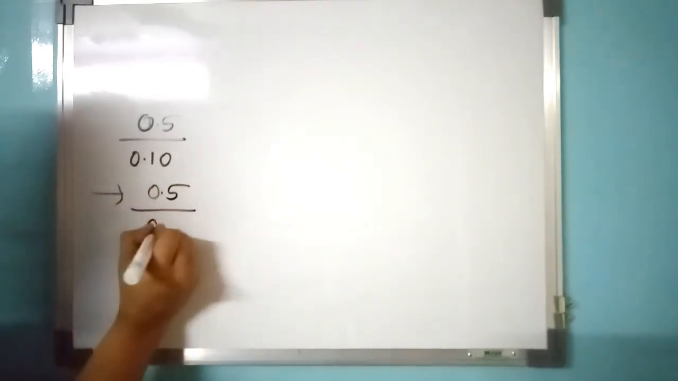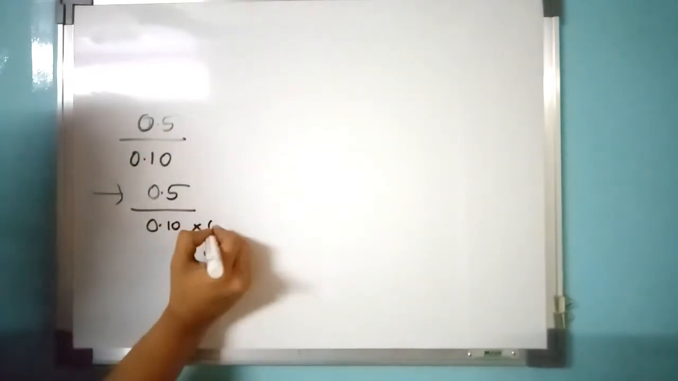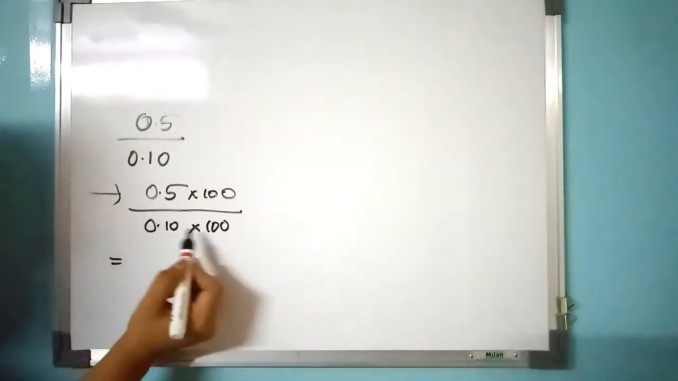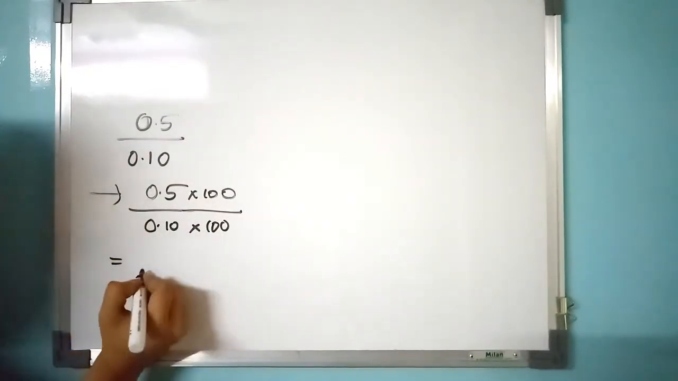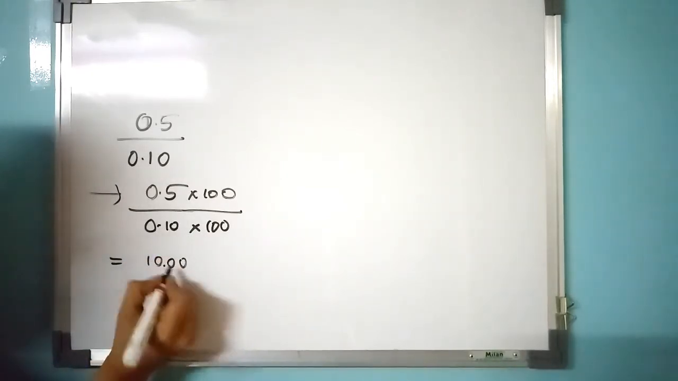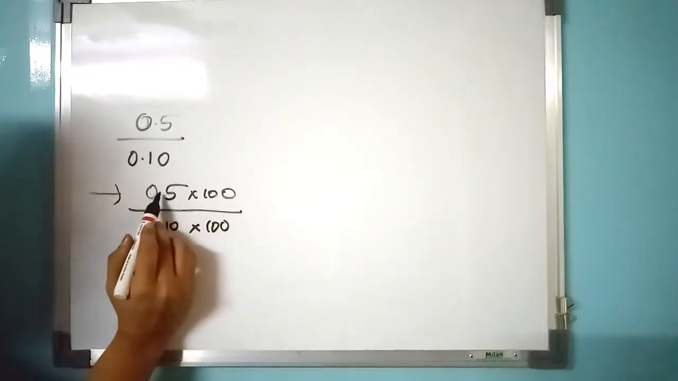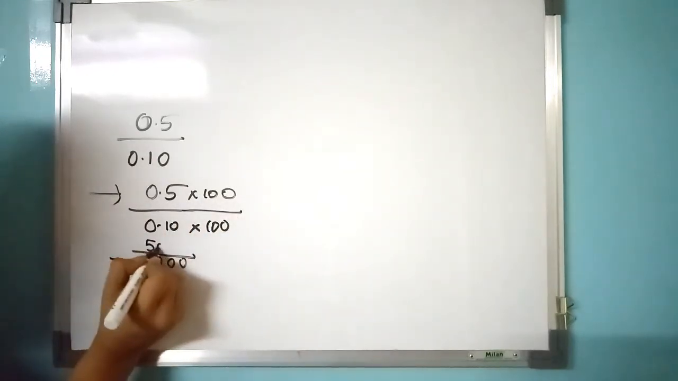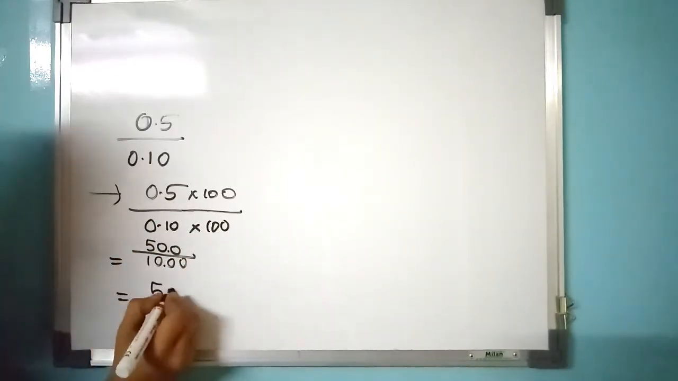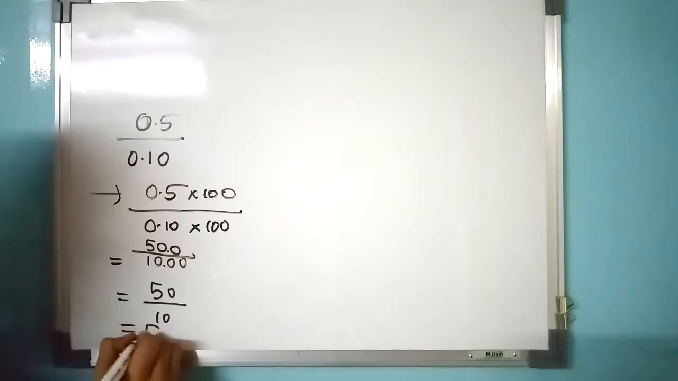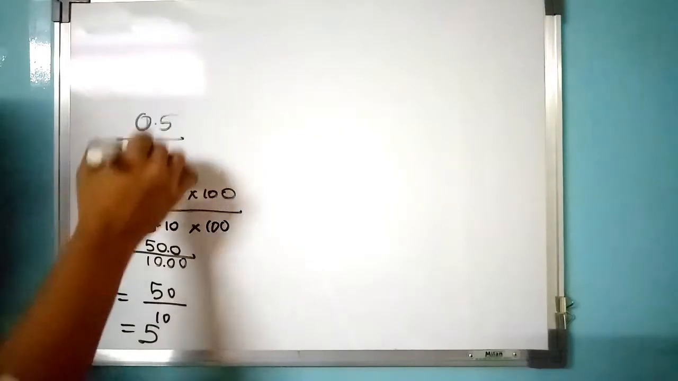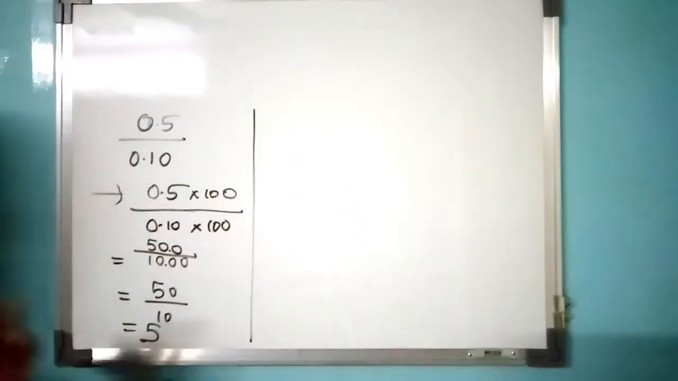So 0.5 upon 0.10, multiplied by 100 in both places, numerator as well as denominator. This gives shifting the decimals as we have seen in the previous video. The same method we will apply here. Two places means moving right to left two places. That gives you 50 upon 10, and so the answer becomes 5. In that way you can write the answer of this question. Very simple.